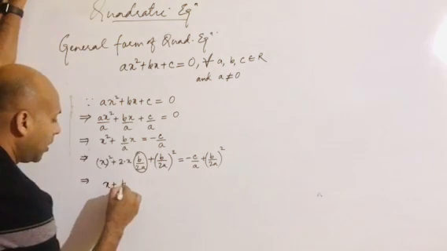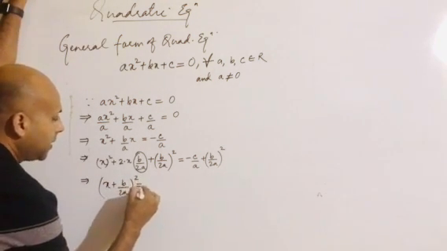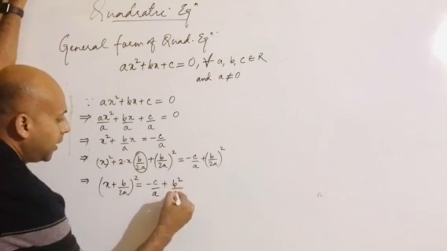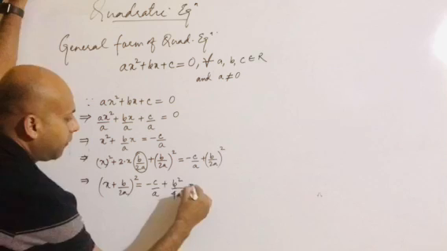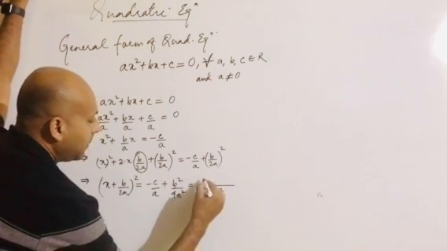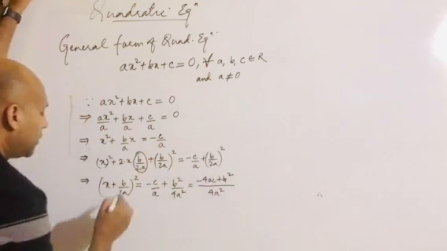So this is the formula of (x plus b by 2a) whole square is equal to minus c by a plus b square divided by 4a square. If I take the LCM of the right hand side, it will be 4a square. This will be minus 4ac, and then plus b square. So let me solve here.